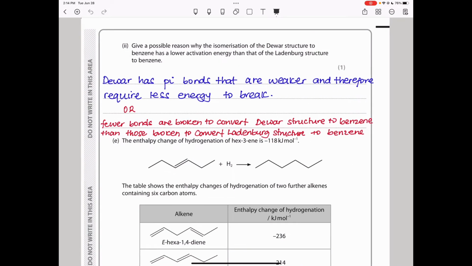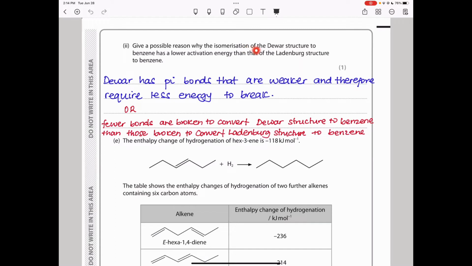Here they say, give a possible reason why the isomerization of the Dewar structure to benzene has a lower activation energy than the Ladenburg structure to benzene. So here we need to think that the Dewar has pi bonds, and these are going to be weaker, so they will require less energy to be broken in comparison. So the Dewar structure has pi bonds, and these are weaker, and therefore they will require less energy to be broken. So you're breaking the double bonds to convert it into a single bond. The energy required is going to be less in comparison to the other part.